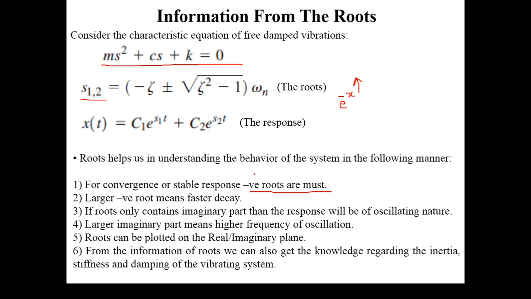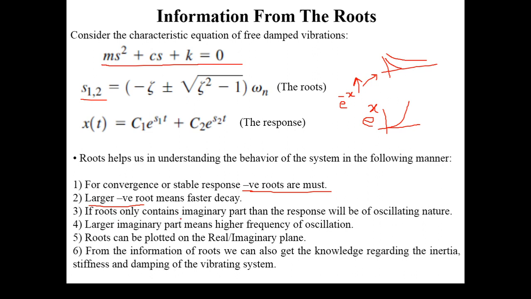And why do we need negative roots for convergence? Because we know that these negative roots will decay. This other one is not going to decay, it will always increase in time. However, a function with a negative exponent is going to decay with time. So that is why negative roots are so important in vibrating systems. And a larger negative number means faster decay, so a larger number is going to decay faster.